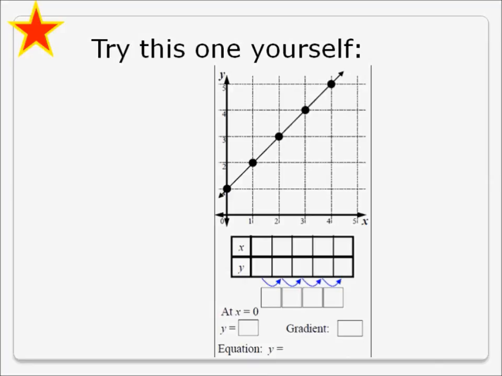So here's another one. I want you to try the same thing. I want you to transfer the points into the table. I want you to find when x equals 0. I want you to find out what y is, and then I want you to find the gradient and then the equation. So pause the video here, see how you go. You may wish to go back one step and re-look at the video as I went through those steps.